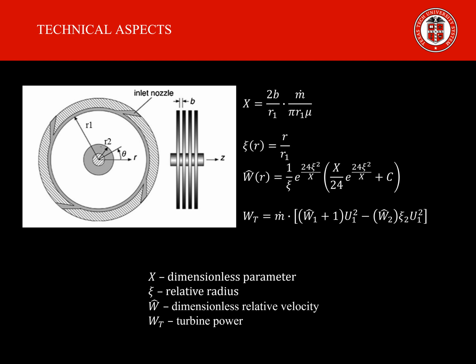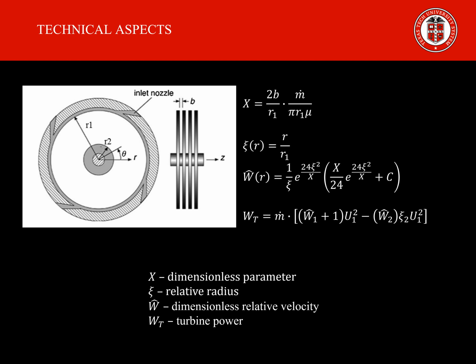X and xi are used as shorthand to make the equations more manageable. X is a dimensionless parameter directly proportional to the spacing between disks. It also includes fluid viscosity, disk radius, and mass flow rate. The accentuated W is the dimensionless relative velocity and is heavily influenced by the outer radius R1, but still has a dependency on disk spacing.